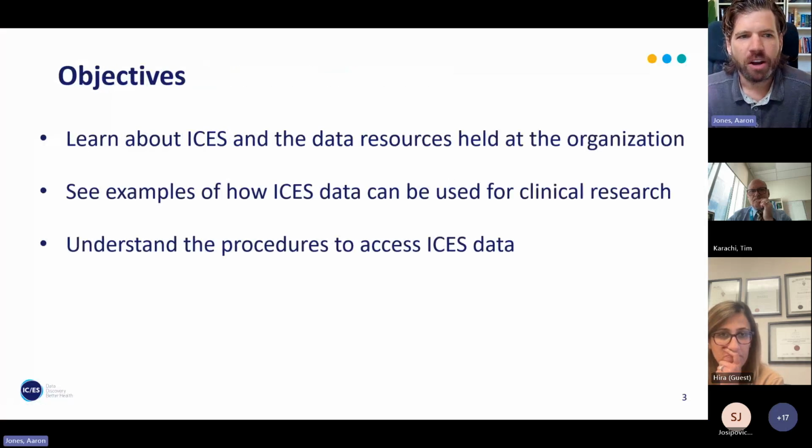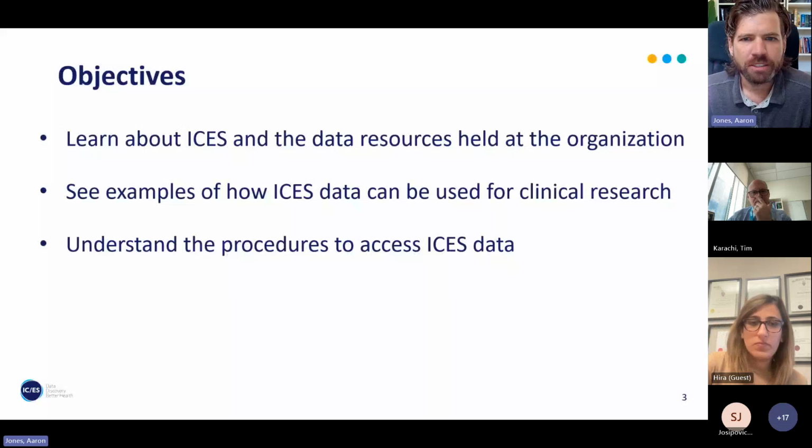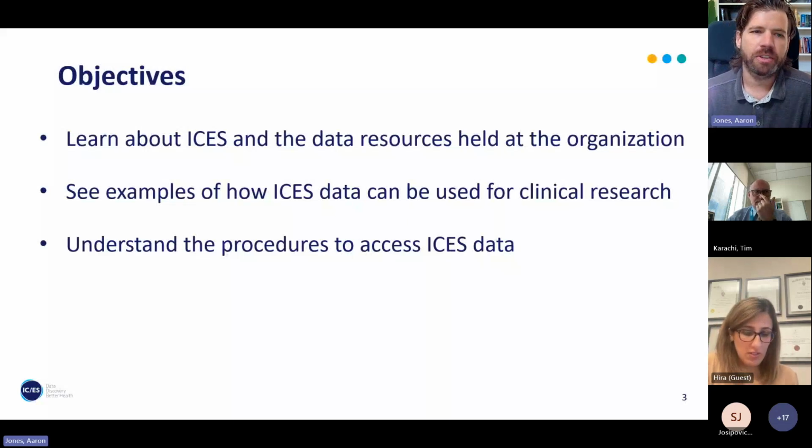And so objectives today are pretty straightforward. We're going to learn about ICES and the data resources that are held at the organization. We're going to see some examples of how ICES data can be leveraged for use in clinical research projects, and then also understand the procedures to access ICES data if you are interested in that.